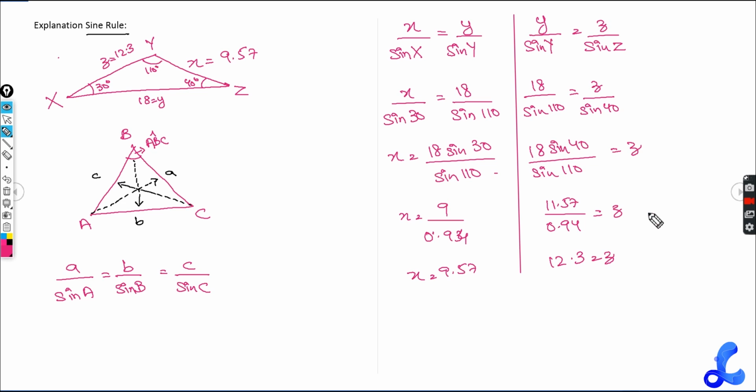And that is how you do sine rule. Let's get into the next video where I will be giving you some practice questions for the sine rule.